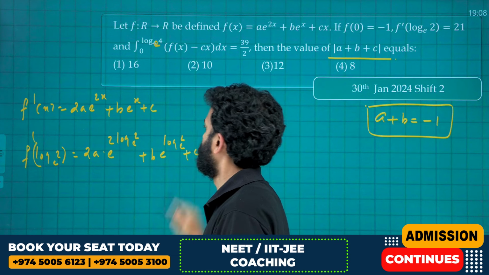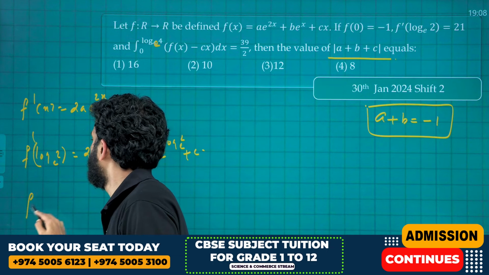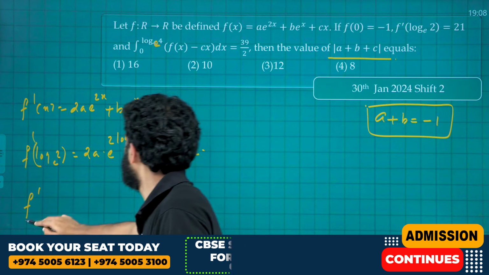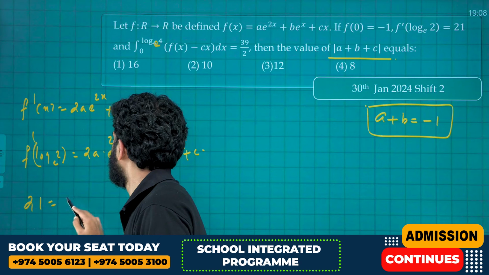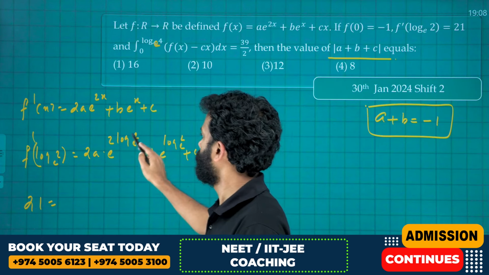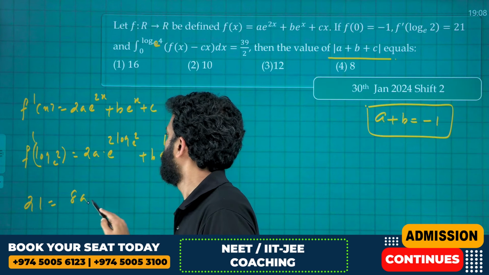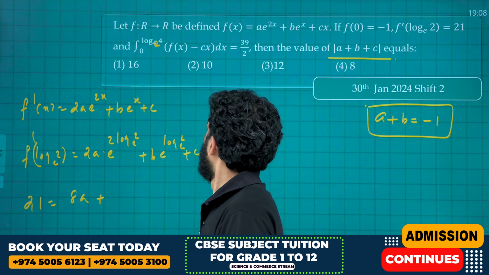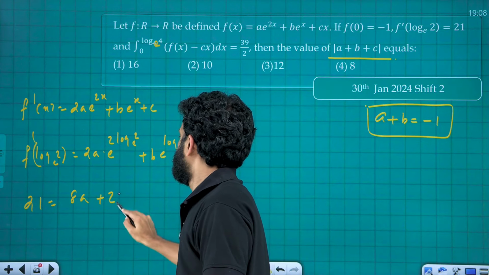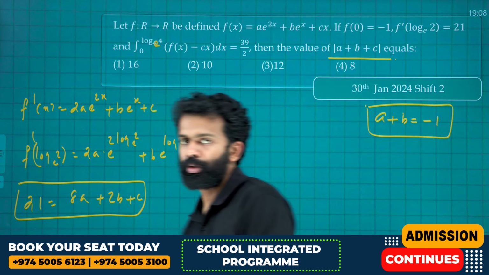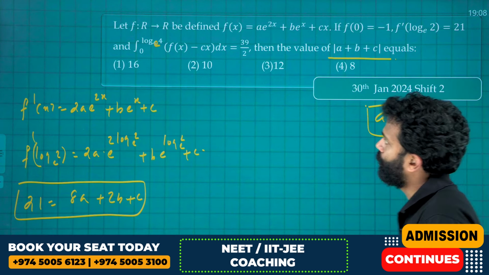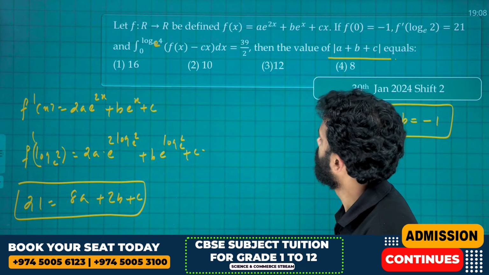So, this will be f dash of log 2, the value was equal to what? 21, right? That is 21 is equal to, this will be 4, that is 8a, and this will be 2b, so 8a plus 2b plus c. And this will be our equation number 2. And there is one more equation we need to formulate.